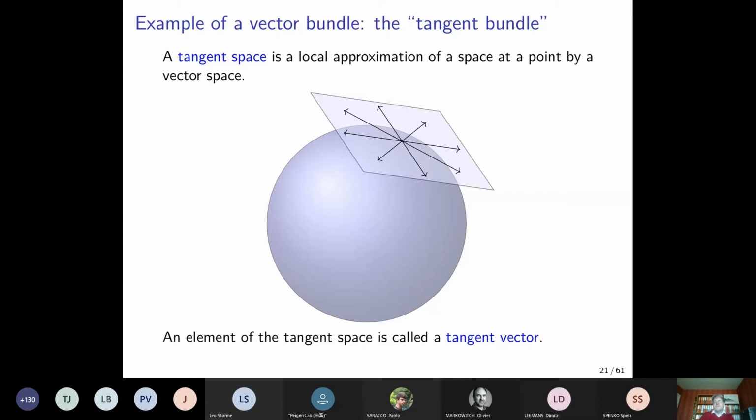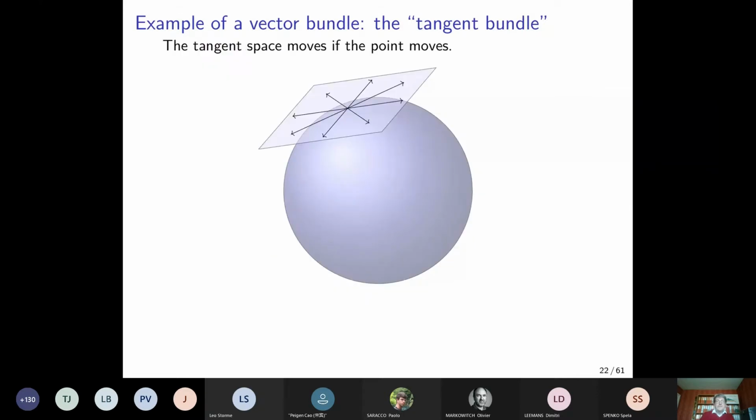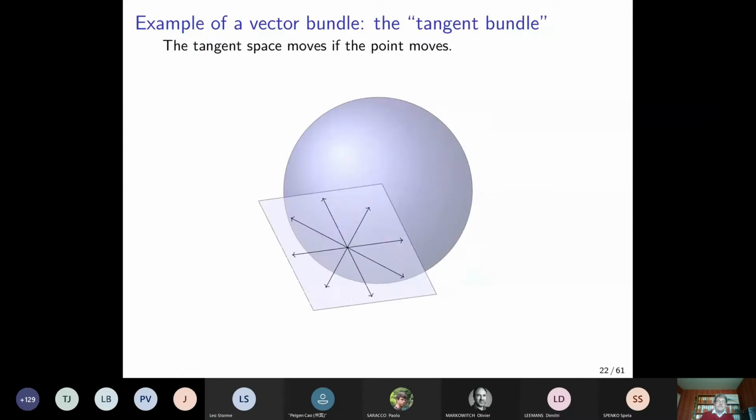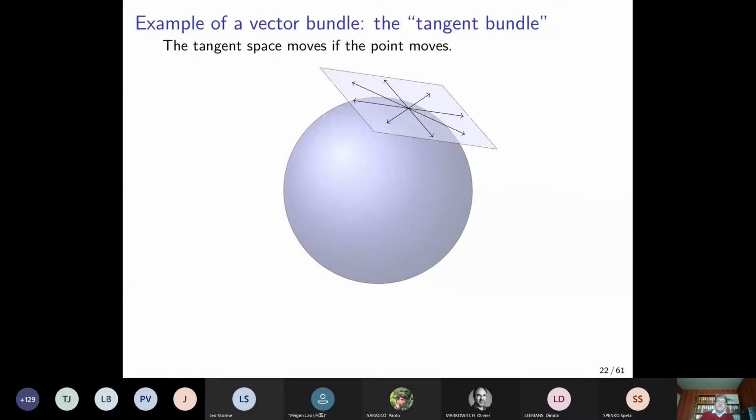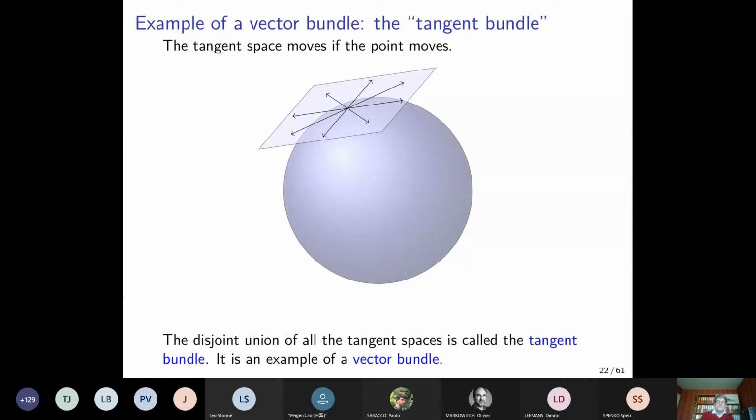There is one non-trivial example of a vector bundle that is easy to visualize, and that is a tangent bundle to a space, which is the union of its tangent spaces. And here is a picture of a tangent space to a two-dimensional sphere. Now, if I move the point, then we see that the tangent space moves with it. So we see that the tangent spaces of a space really form a collection of vector spaces parametrized by that space. So we may indeed consider the tangent bundle as a vector bundle.